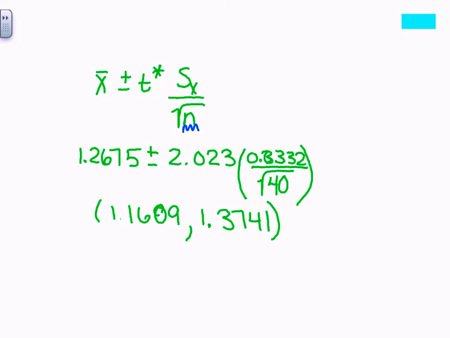Now, in its interpretation, it is exactly the same as how you interpret your confidence intervals for proportions. We are 95% confident that the interval between 1.1609 and 1.3741 captures the true mean level of nitrogen oxides emitted by this type of light-duty engine. The big difference there is that it is not a true proportion anymore. You've made an inference about a true mean. And that's it. We will have plenty more practice with this in class.